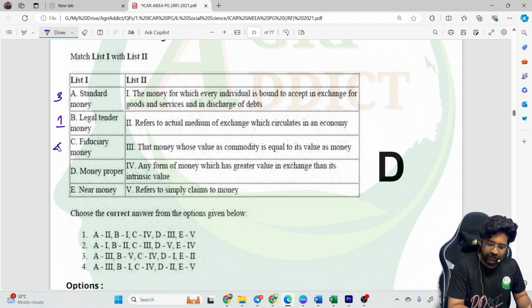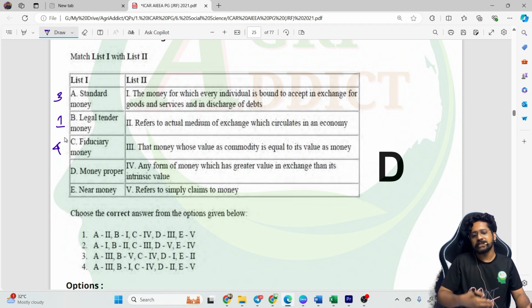That can be connected with the fourth option. Actually, Indian rupee is kind of a fiduciary money, right? So therefore the intrinsic value will be much lower than the face value. It's kind of a token money, but at the same time the base of this fiduciary money is nothing but trust. It actually works with trust.